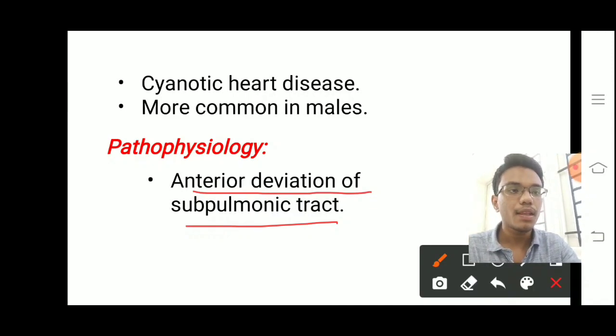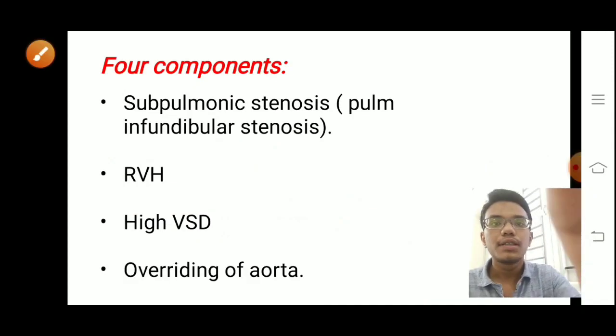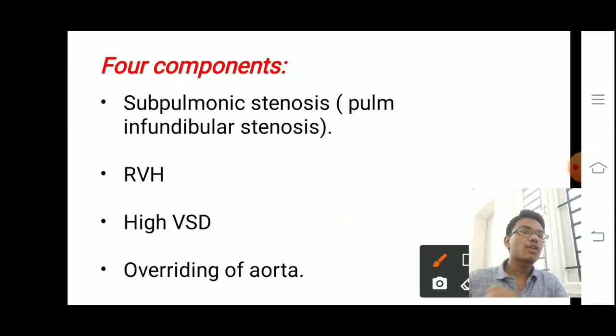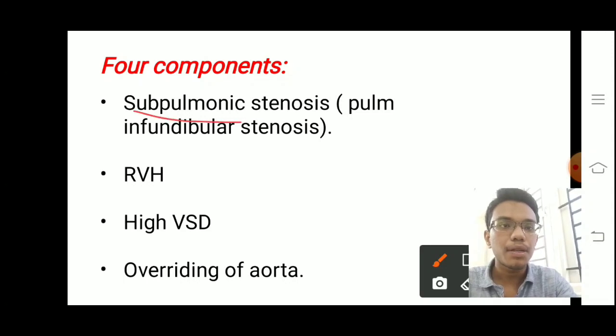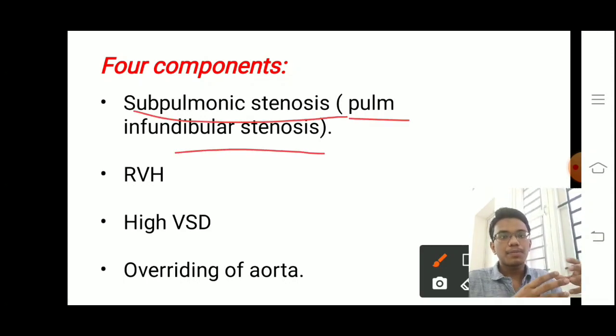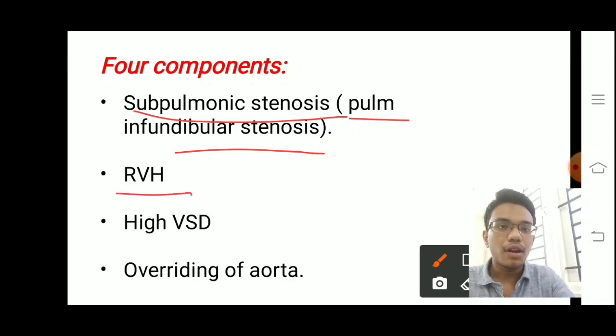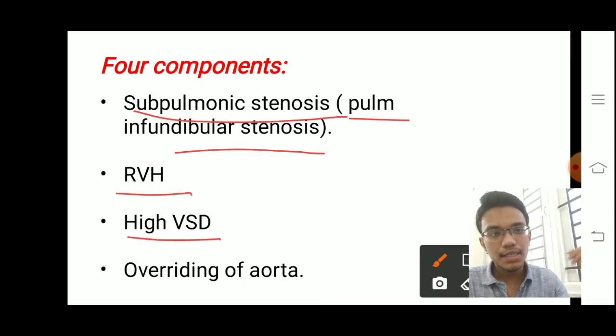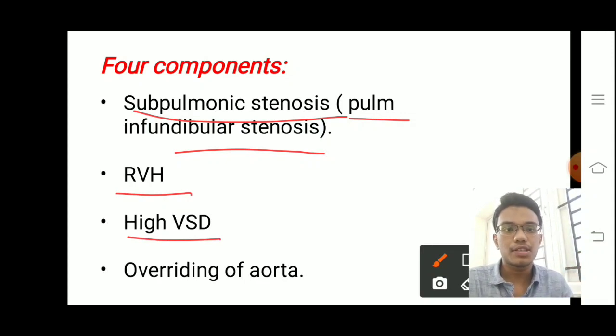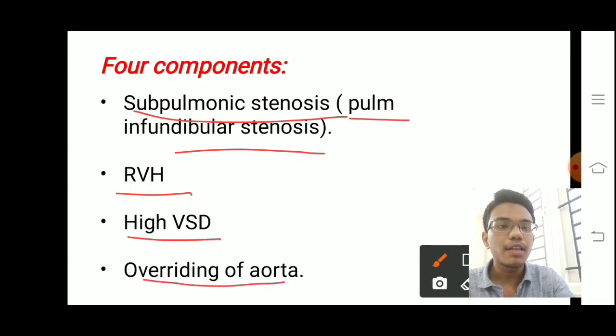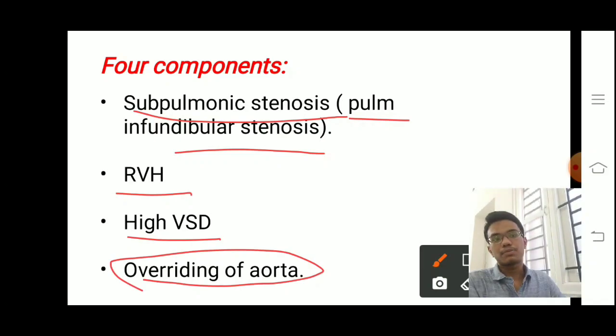Okay, and then there are 4 components. You know how these 4 components develop, I had told you in detail, right? So you have the subpulmonic stenosis or pulmonary infundibular stenosis, that is, the stenosis which occurs a little proximal to the pulmonary valve. Now right ventricular hypertrophy occurs, high VSD develops due to nature's compensation, you can say it like that, and finally overriding of aorta occurs due to displacement.